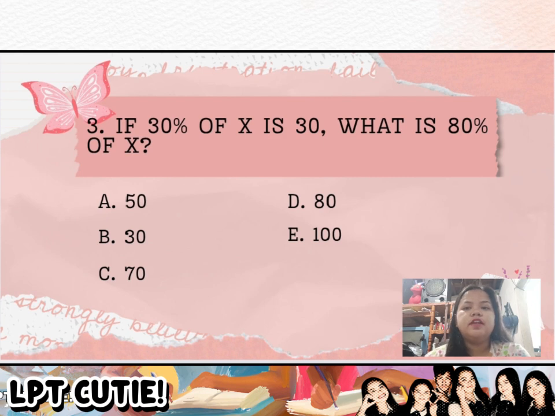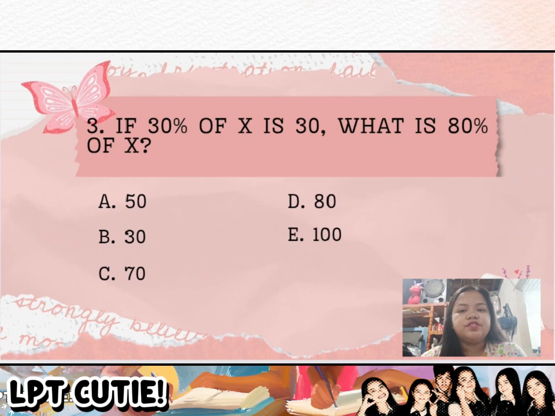So, let's have number 3. If 30% of x is 30, what is 80% of x? Is it letter A, 50, letter B, 30, letter C, 70, letter D, 80, or letter E, 100? So again, if 30% of x is 30, what is 80% of x? So what do you think is the correct answer?